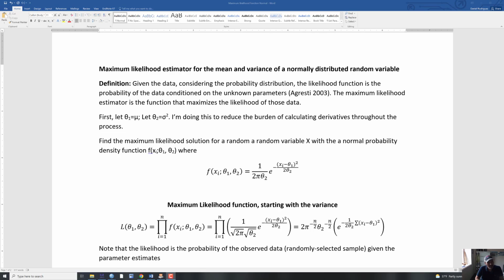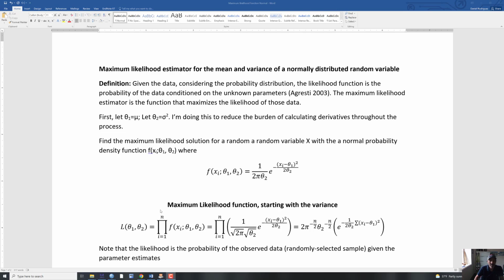The definition of a likelihood function, I'll give you this really nice definition. Given the data, considering the probability distribution, the likelihood function is the probability of the data conditioned on the unknown parameters. The maximum likelihood estimator is the function that maximizes the likelihood of those data. So that's what we need to find: what's the function that maximizes the likelihood of those data.